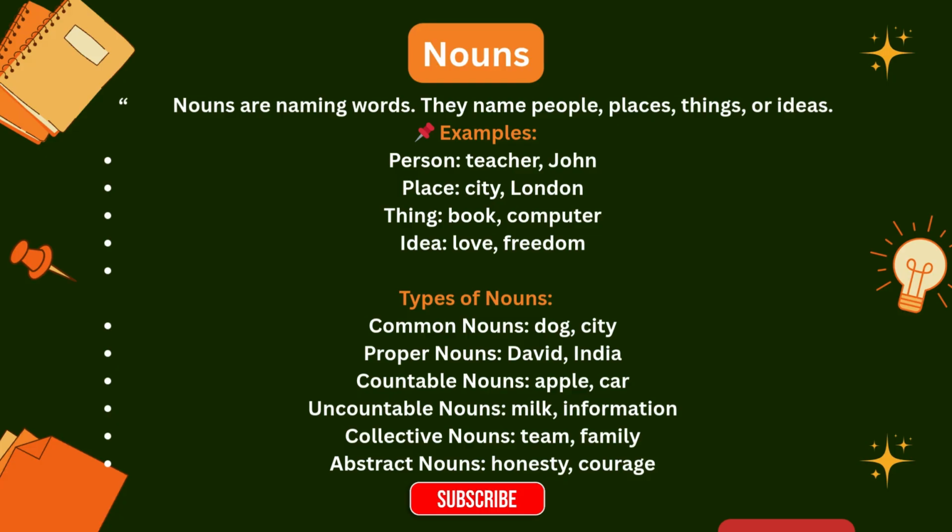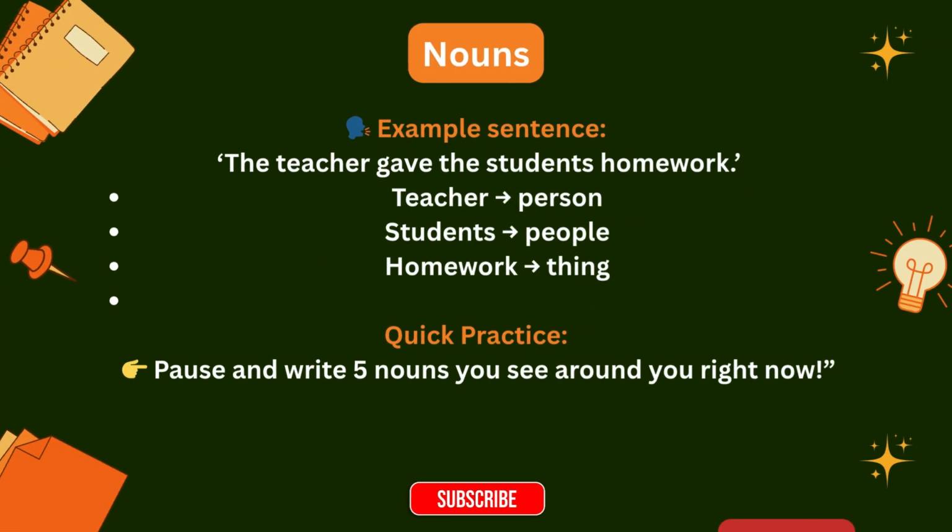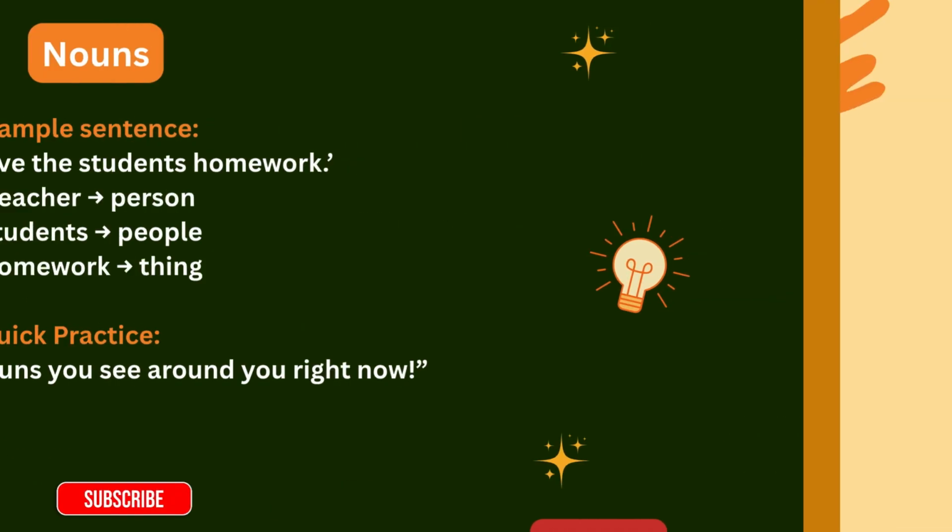Common nouns, dog, city. Proper nouns, David, India. Countable nouns, apple, car. Uncountable nouns, milk, information. Collective nouns, team, family. Abstract nouns, honesty, courage. Example sentence: the teacher gave the students homework. Teacher, person. Students, people. Homework, thing. Quick practice. Pause and write 5 nouns you see around you right now.